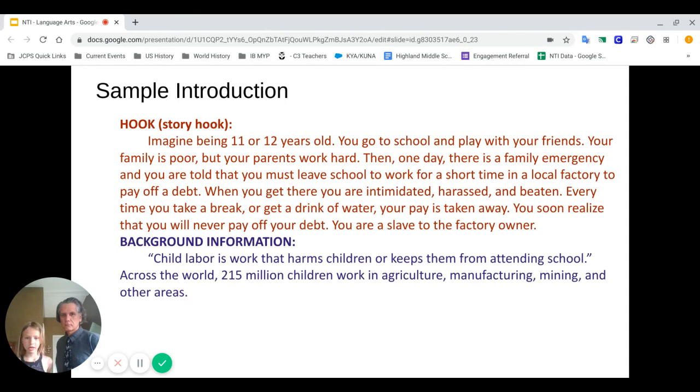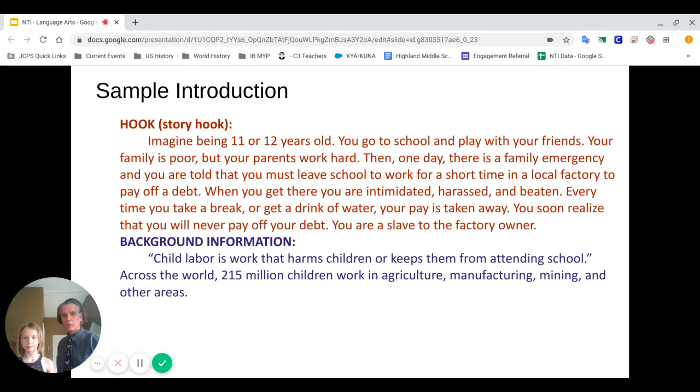Child labor is work that harms children or keeps them from attending school. Across the world, 215 million children work in agriculture. That's farming. Agriculture, manufacturing, mining, and other areas.